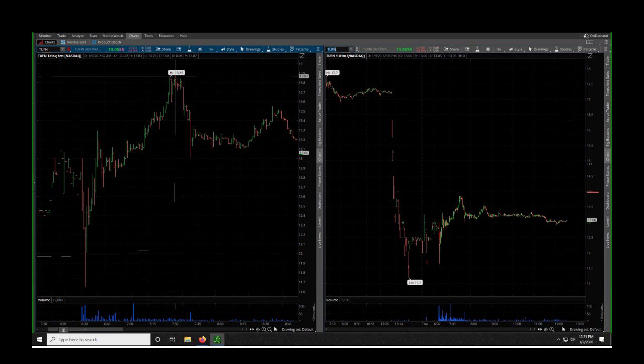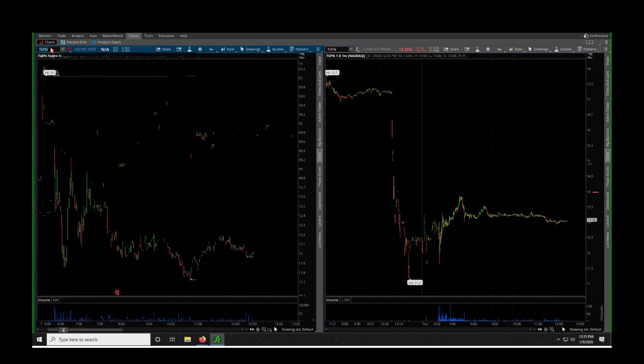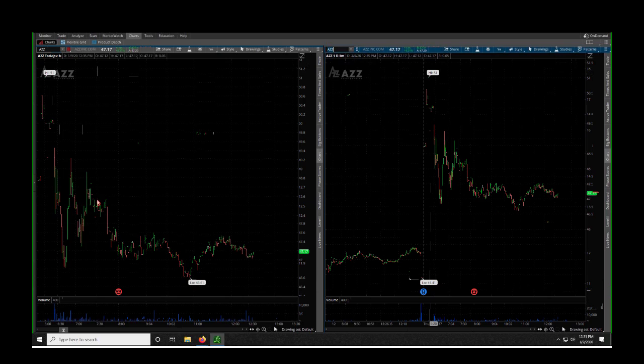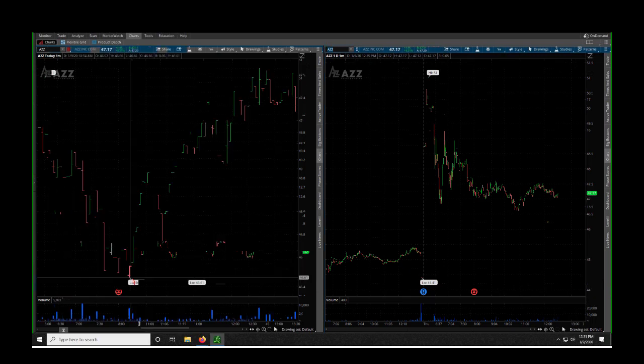The next one we did was a company called AZZ. This was a short idea. The reason it was a short is because the earnings didn't justify the gap up. We called for a short at 50.50 and 51 to add, and we were looking for 46.50, and we ended up with 46.61, all written down prior to the opening bell.